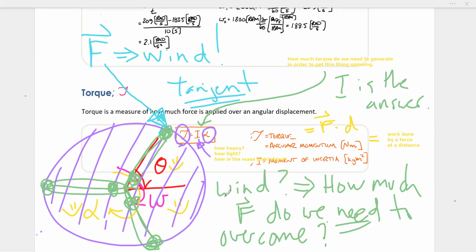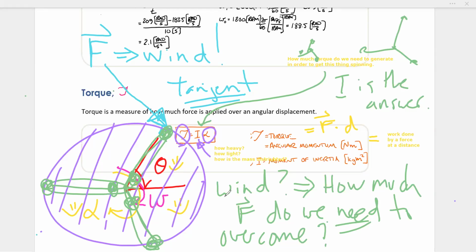Because think about it, in real life, is it harder to spin something that has mass out here, or is it harder to spin something with the mass at the center? Of course, it's easier to spin something with its mass at the center. Now, if this were a disc and it's really, really thick, is it going to be harder to spin or easier to spin? It's going to be harder to spin if it's a thick disc. If it's a thin disc, it's going to be easier to spin.